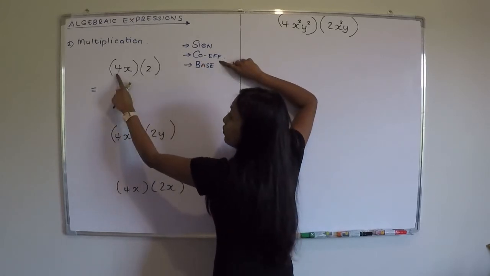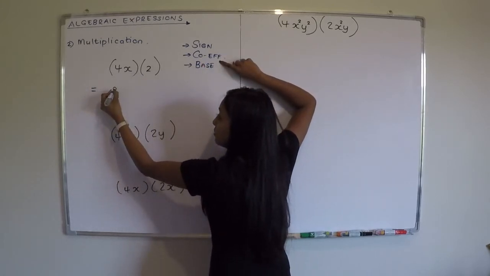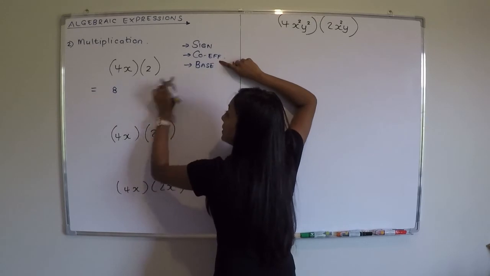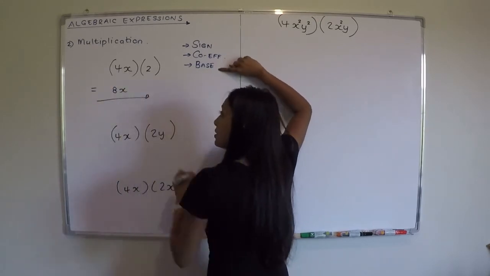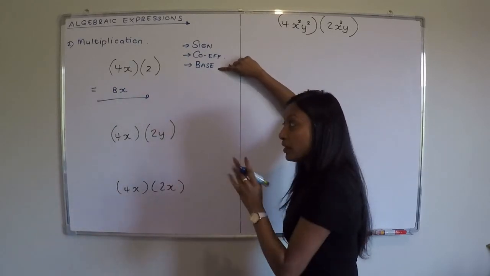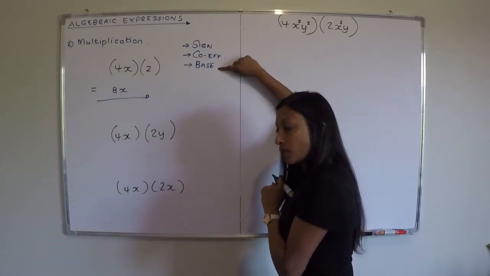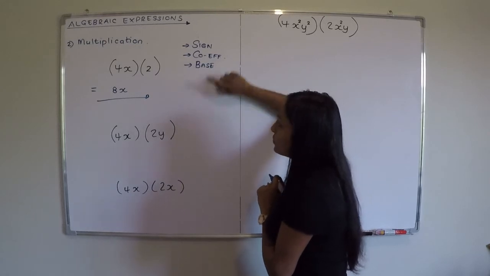Coefficients. 4 times 2 is going to give me 8. And my base, I just bring down my x. My answer there is 8x. Very, very straightforward one. Let me look at the next one.